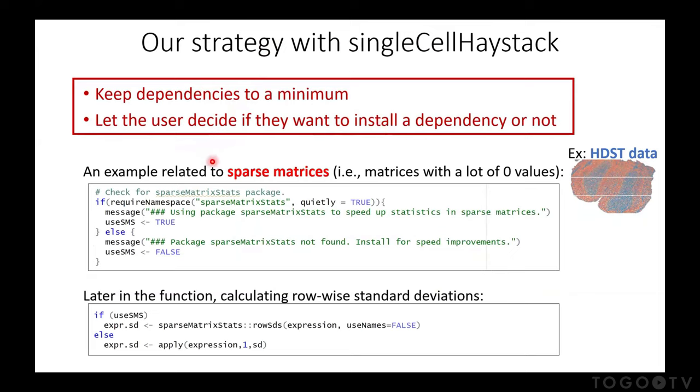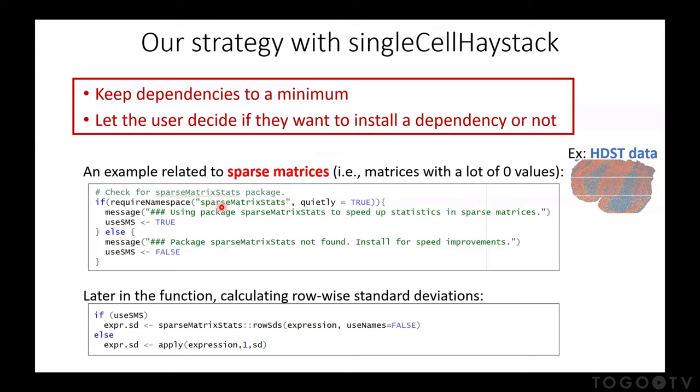So for example, this data, so it's a table, right? It's cells versus genes. But for some platforms, this table is huge, and 99.5% of the values are zero, without exaggerating, especially for this one. So that data is not stored in a normal matrix in R. It's stored in a sparse matrix. It only stores the non-zero values.